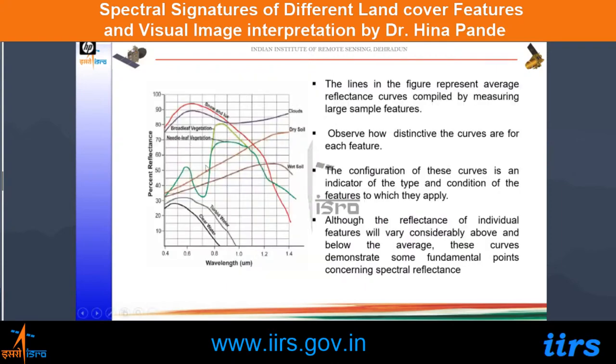Now here, all these common land cover features like vegetation, soil, snow, clouds, etc., and the water that we had discussed previously, have been put together in one spectral reflectance curve so that you can observe each of them and compare them, right?